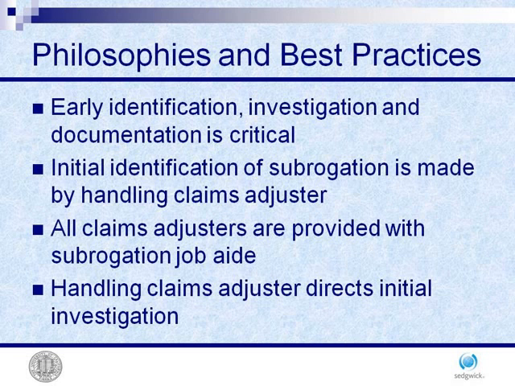A claim is reported, and the initial identification of subrogation is made by the handling claims adjuster. All of our adjusters are provided with a Subrogation Job Aid that assists them in their investigation into subrogation possibilities. And the handling claims adjuster will direct all the initial investigation.